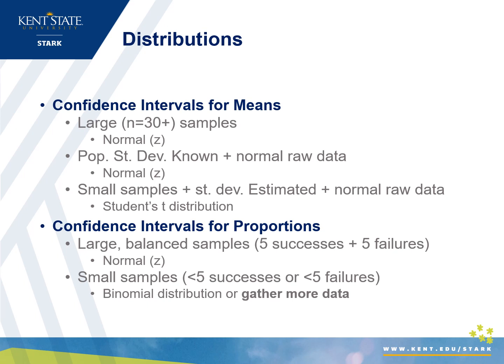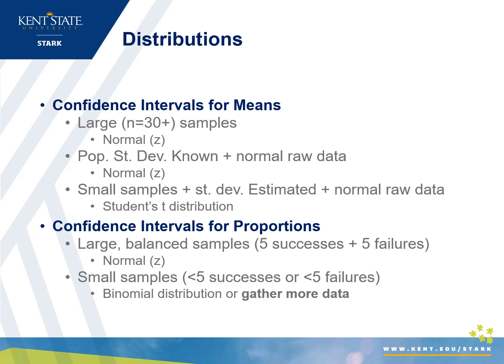Now, what if you have a small sample, fewer than 30 observations, but have to estimate the standard deviation? In that case, you'll have to use something called Student's t-distribution. Student's t-distribution is a bell-shaped distribution, but it has fatter tails than the normal distribution. That helps account for the additional uncertainty created by the fact that we're estimating the standard deviation now.